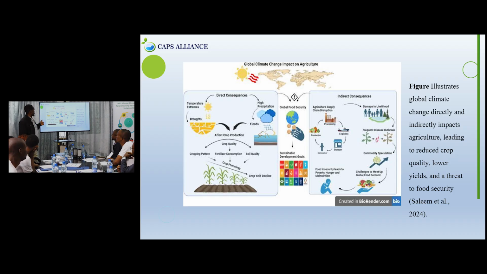Extreme drought affects crop production. Now, high precipitation and floods will affect crop production, crop quality, crop pattern, and all that. If it rains forever without sunlight, what will happen to the crops? They will start becoming very thin, malnourished. Or if you have high temperatures without water, without precipitation, what will happen? Crop wilting, and the crop will die.